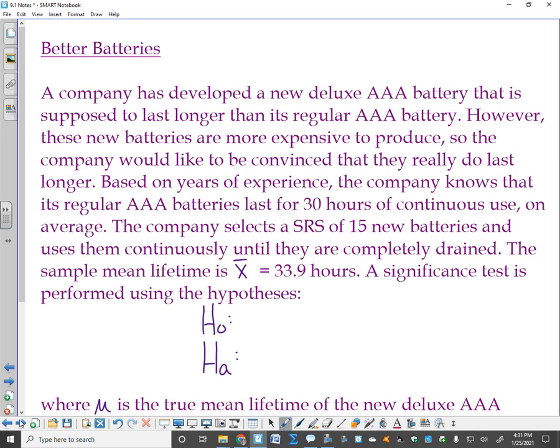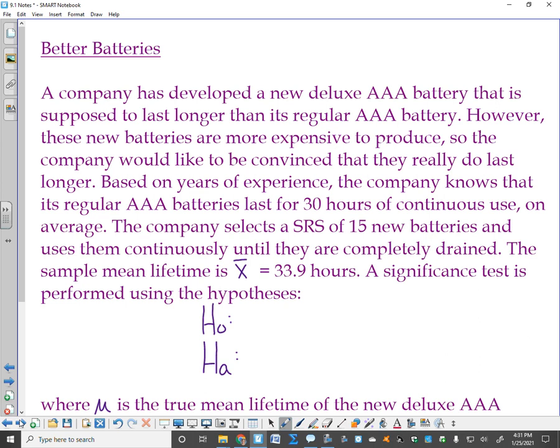Okay? Based on years of experience, the company knows that the regular AAA batteries last for about 30 hours. The company selects a simple random sample of 15, first of all, that's a terrible sample, that's tiny, 15 new batteries, and uses them continuously until they are completely drained. The new sample mean lifetime is 33.9 hours. A significance test is performed using the hypotheses.